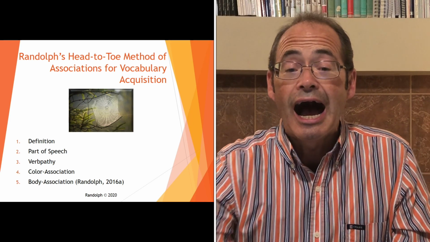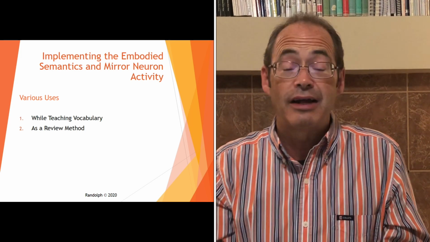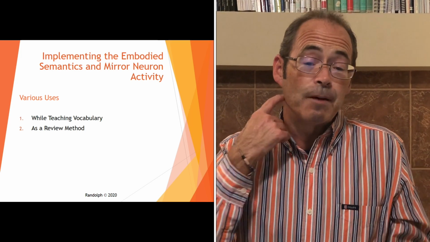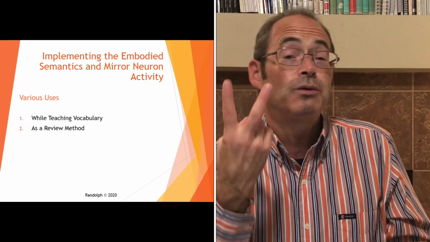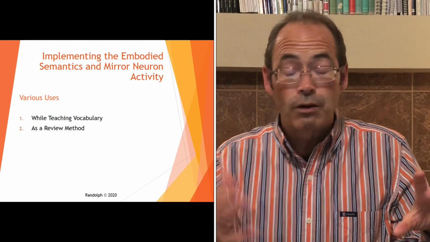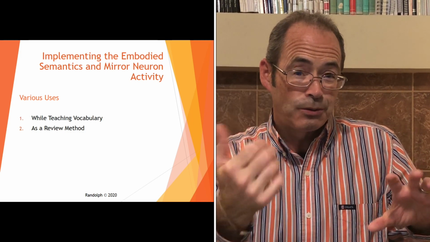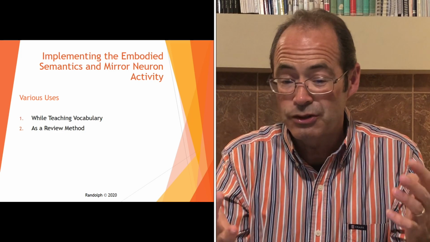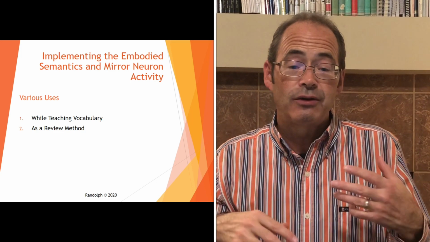So, implementing the embodied semantics mirror neuron activity, various uses. This is kind of the heart now of our talk today. There are 2 ways that you can do it. Once you've done the head-to-toe method or whatever method you use, then you can either do this activity I'm about to show you while you're teaching vocabulary, or you can do it as a review method.